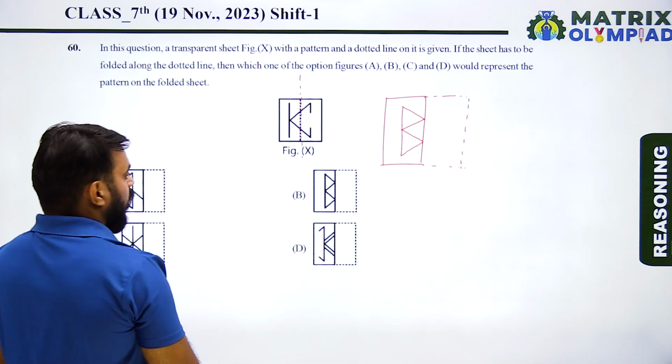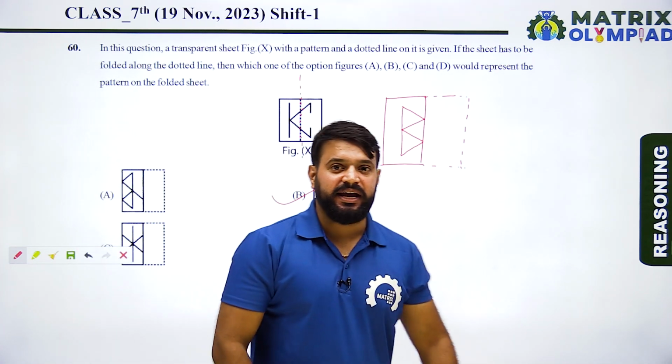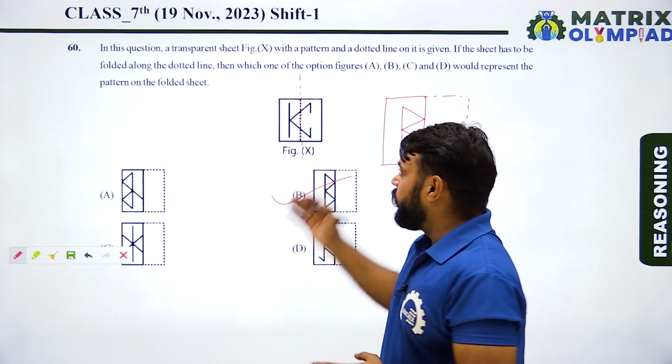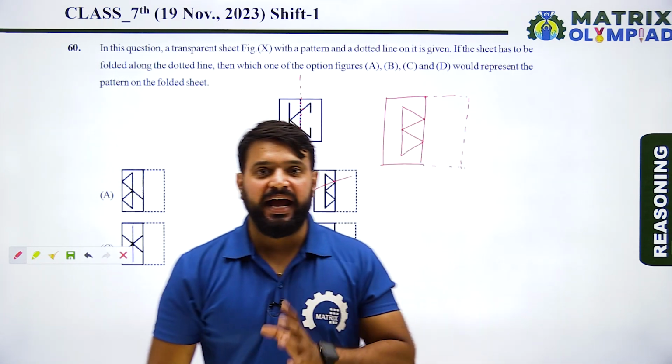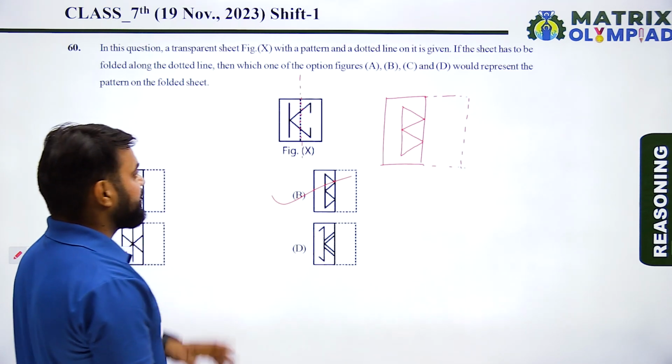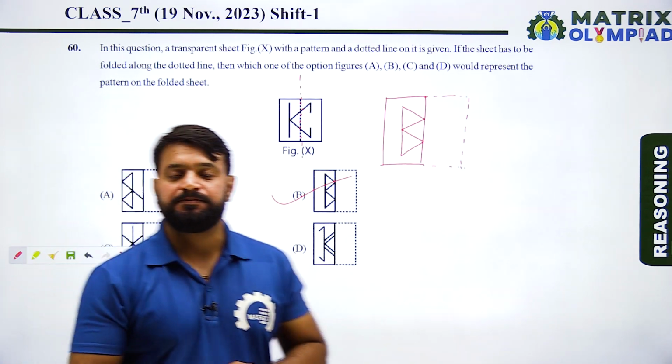So here option B represents the correct folded image of figure X. So here option B is the correct answer of this question.